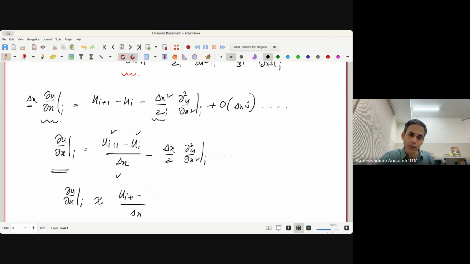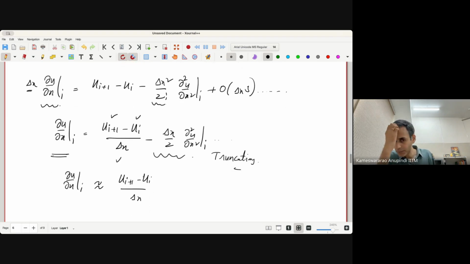Okay. In doing so, I am essentially truncating the rest of the series, right? So we can also call this, for this derivative, the truncation error. And we know that the truncation error for this particular derivative is of the order of delta x. That means the leading error term that we are truncating, which we are not representing, is of the order of delta x, that means delta x to the power 1.